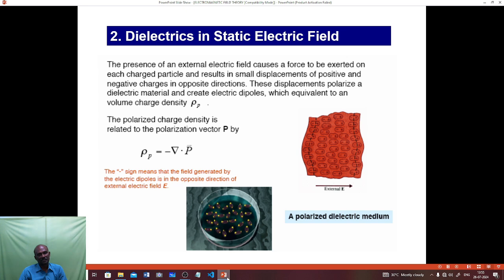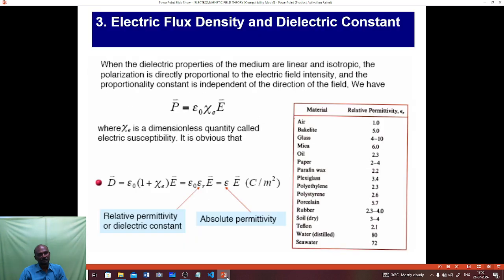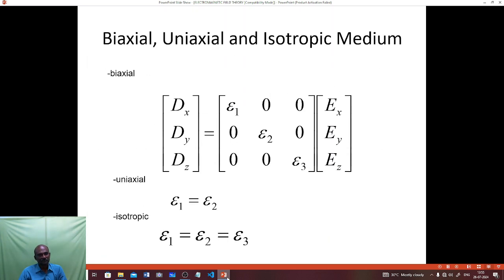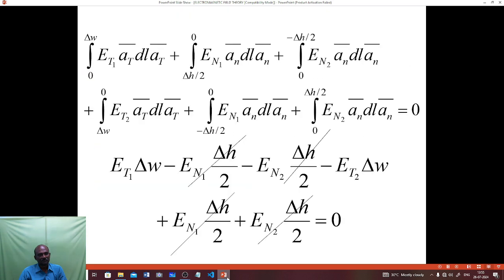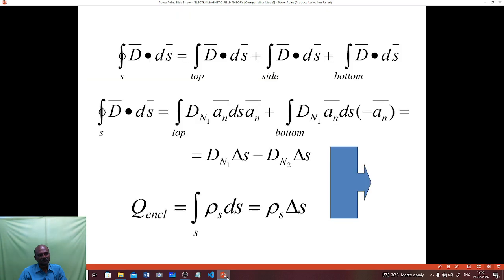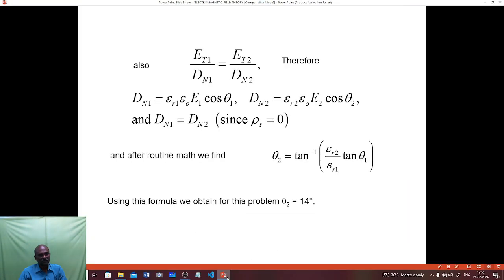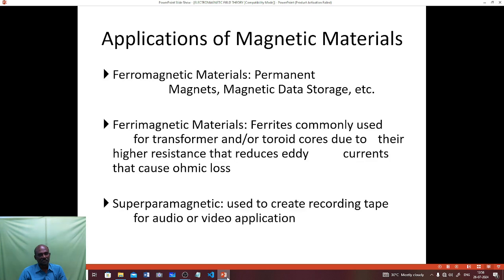Dielectric in static fields. Flux density and dielectric constants for various materials. Boundary conditions. Using boundary conditions, we can calculate capacitance.